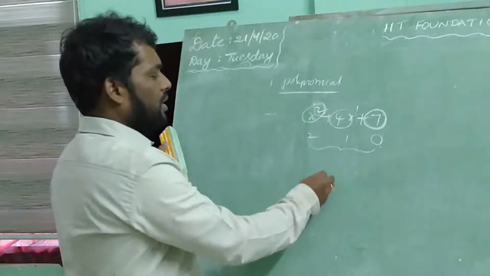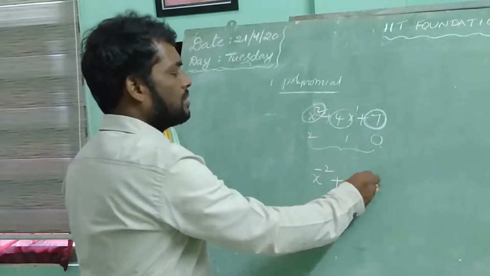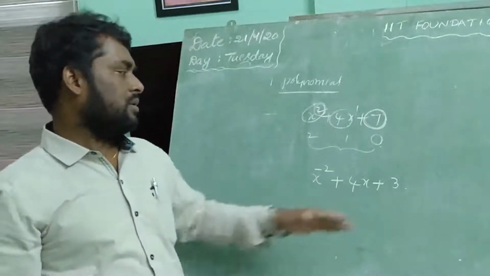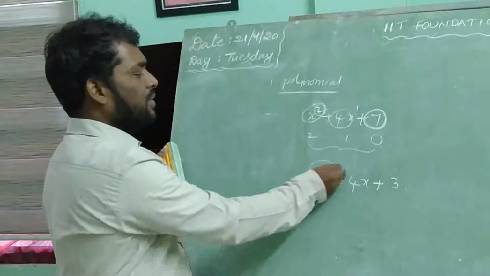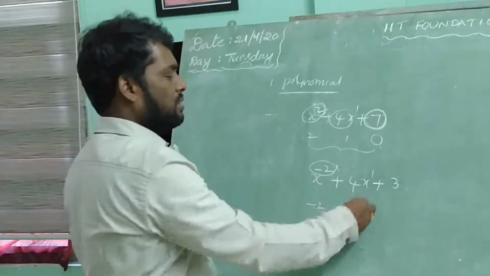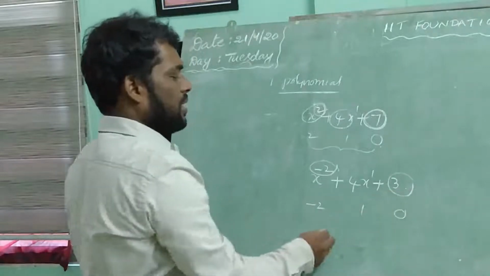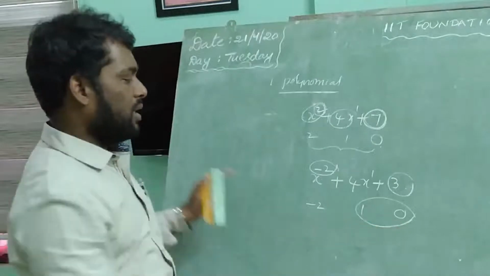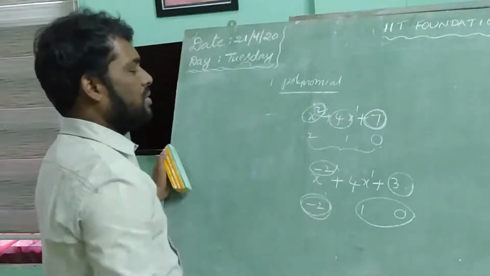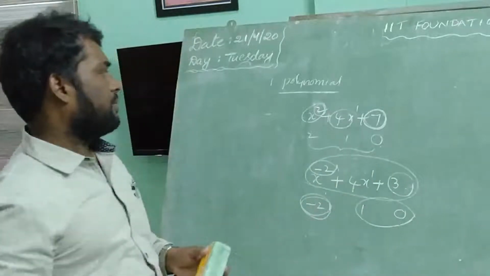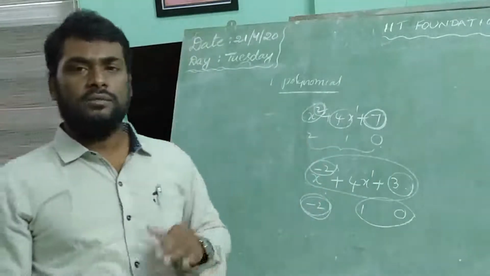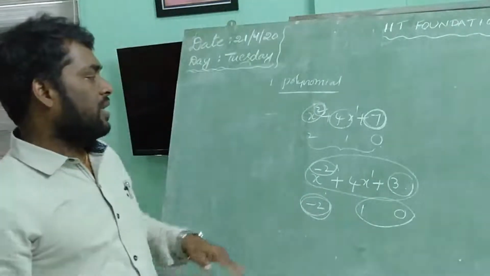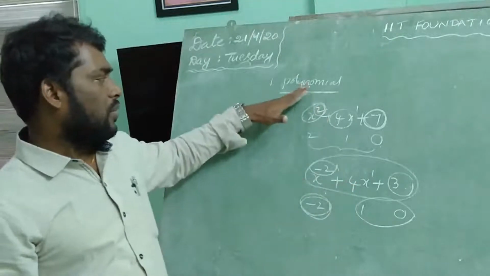One more example: x to the power of minus 2 plus 4x plus 3. What are the degrees of the terms in this expression? The degree of the first term is minus 2. Here the exponent is 1 and here the degree is 0. These two, 1 and 0, are non-negative integers, but minus 2 is a negative integer. So it is not a polynomial. But in an expression, the degrees of the terms can be either positive or negative. It is an expression, but not a polynomial.